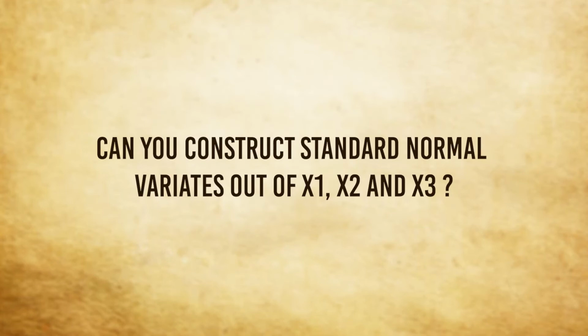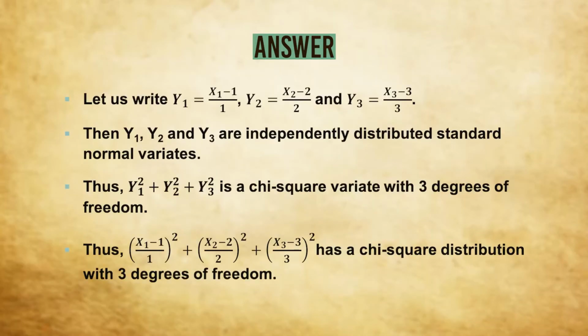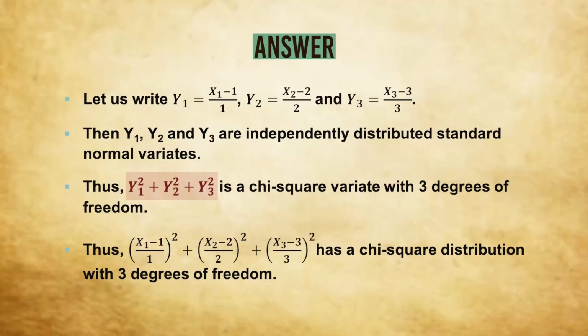So, can you construct 3 standard normal variates out of x1, x2 and x3? From x1, x2 and x3, we construct 3 standard normal variates y1, y2, y3. We'll subtract the mean and divide by the standard deviation. So y1 will be x1 minus 1 by 1, y2 will be x2 minus 2 by 2, and y3 will be x3 minus 3 by 3. So now in our hand we have 3 standard normal variates. As you can recall, a chi-square distribution is nothing but the sum of squares of standard normal variates. So we take y1 square plus y2 square plus y3 square as a chi-square variate with 3 degrees of freedom. So that completes the answer.